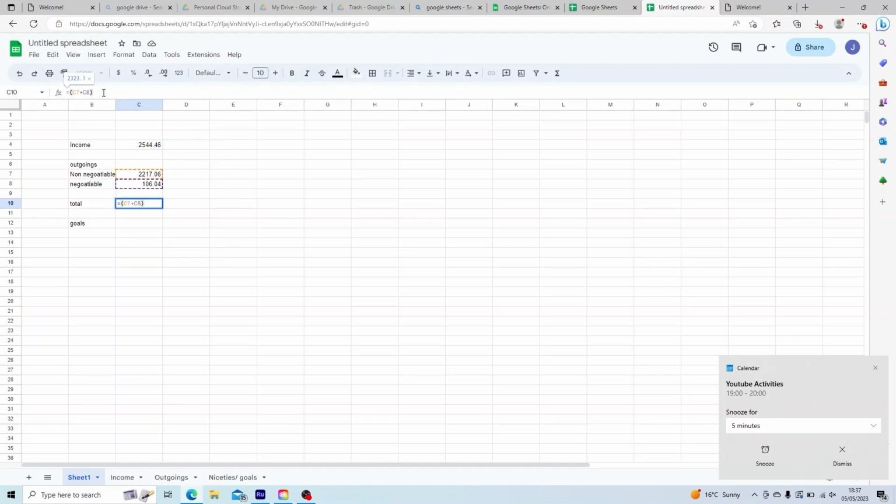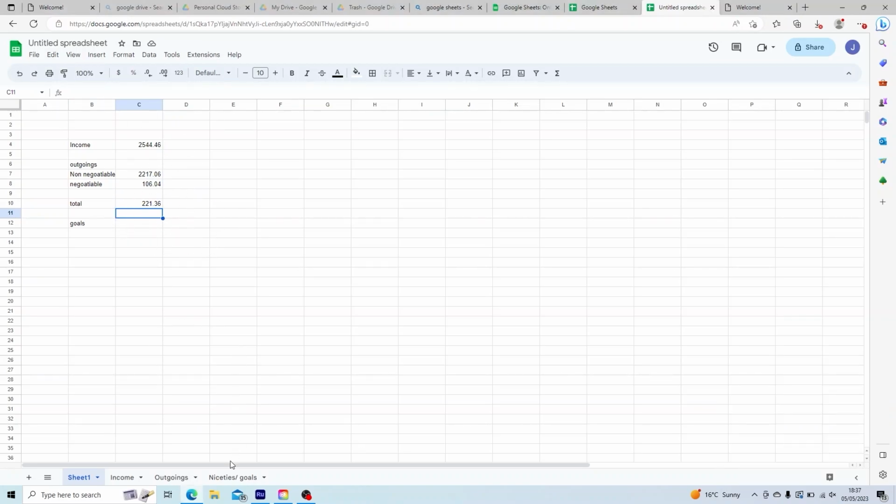Just making sure that the formula works nicely. So that's currently what I've got left over. Now what I want to do is I want to take the leftover parts and I want to be able to allocate into different sections so I can see how much I'll be saving.